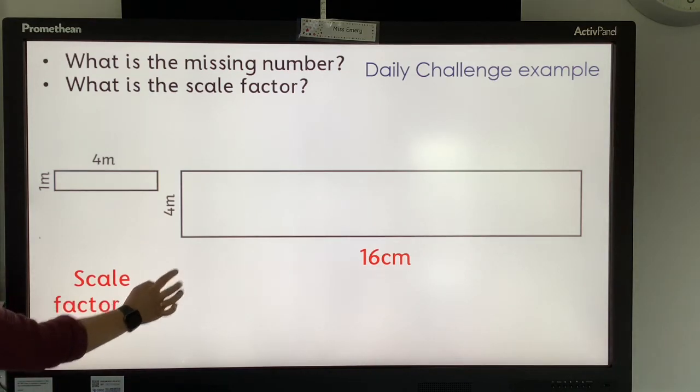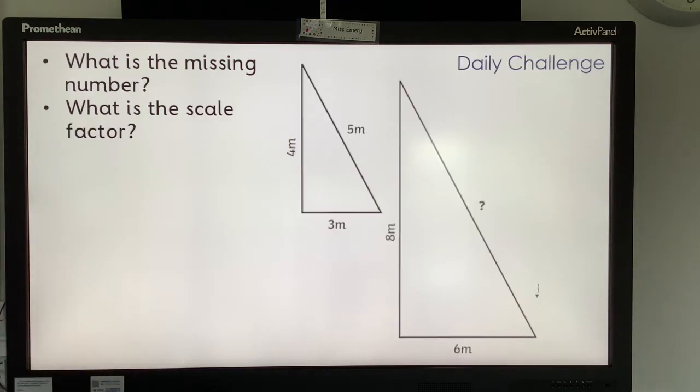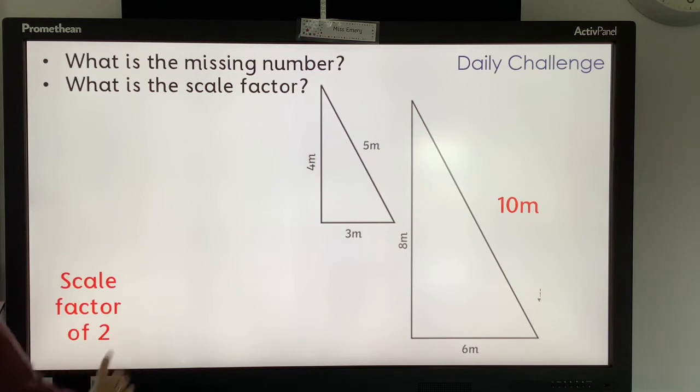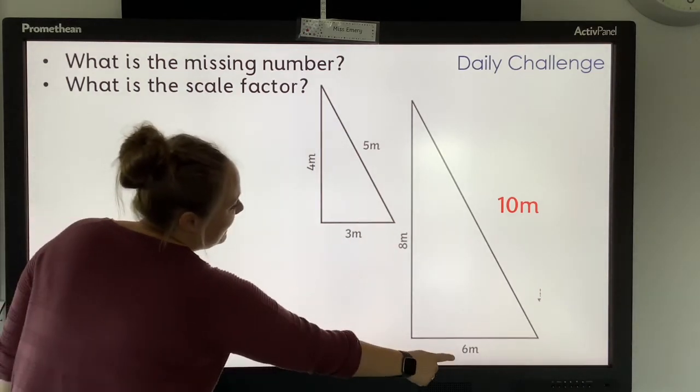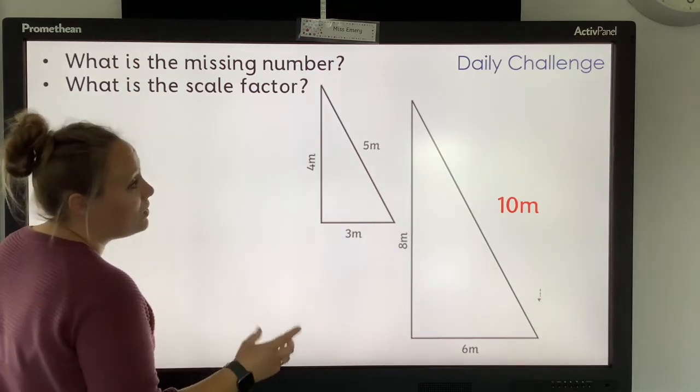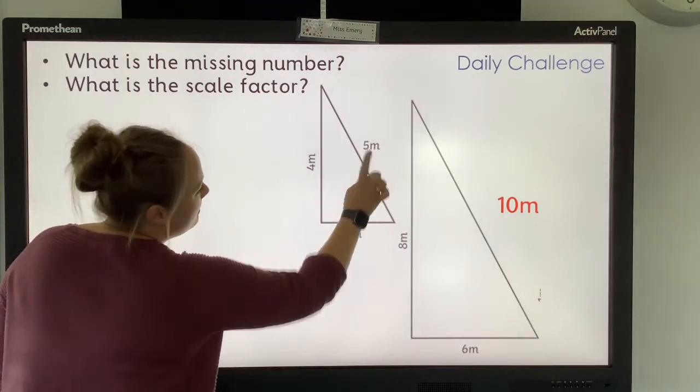Right, next one. This is your challenge now, I'm not going to do it with you. What is the missing number and what is the scale factor? Look and see if you've got any information that can help you. So, what was the missing number? The missing number is 10, because our scale factor is 2. We are going from 4 to 8 and from 3 to 6, so we are multiplying by 2, so our scale factor is 2. 5 times 2 is 10.